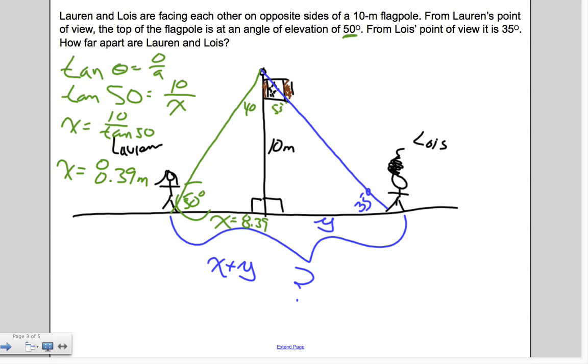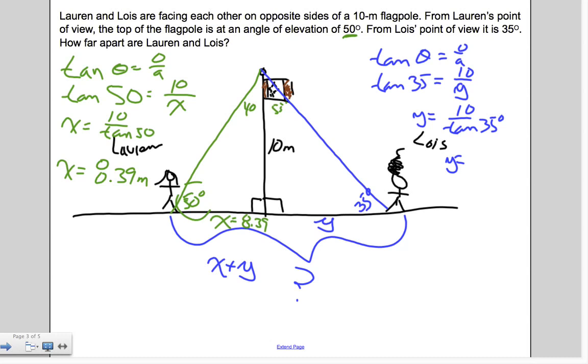And we go off and solve y in a similar fashion. Here we use tan again because we know the opposite, and we need to figure out the adjacent. So we're using tan of beta, opposite over adjacent. So tan of 35 is 10 over, sorry, 10 over y. We call that side y. So y is equal to 10 over tan of 35, which is 14.3.